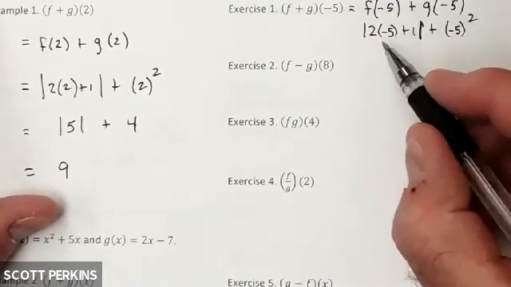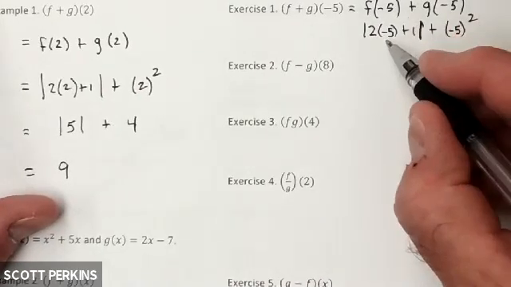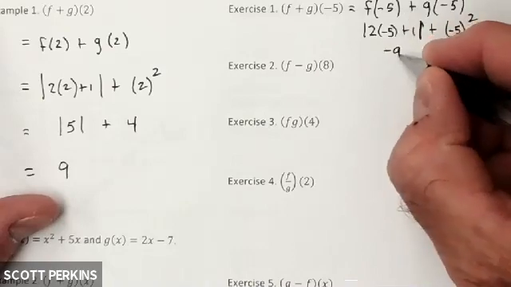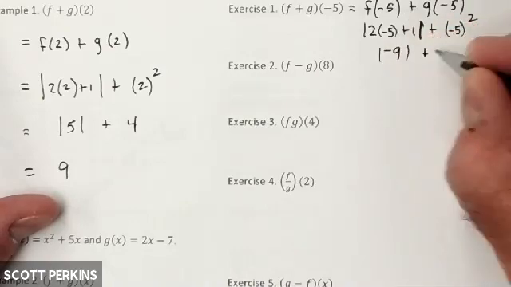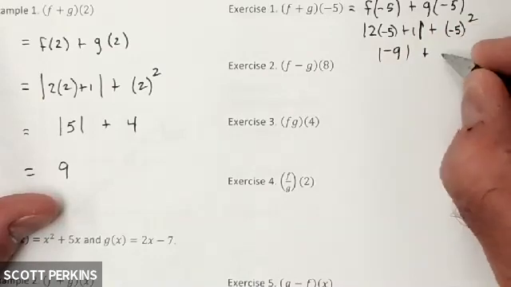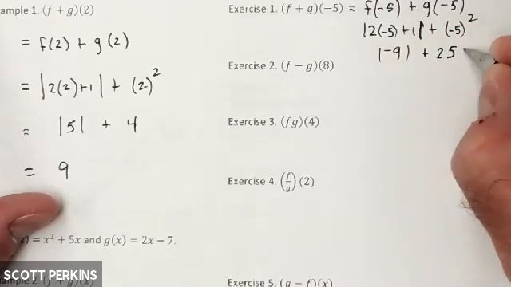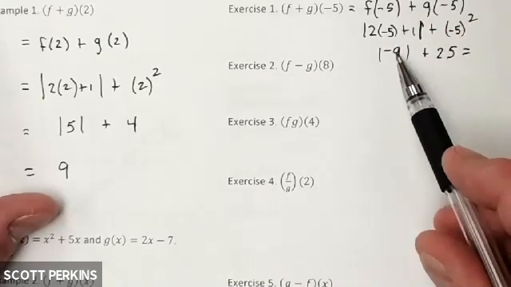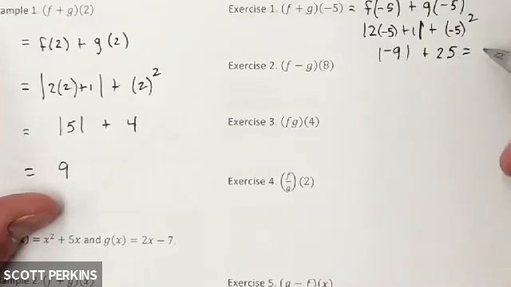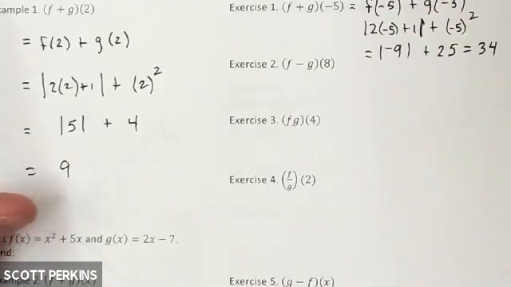So in the absolute value, 2 times -5 is -10, plus 1, that's -9 with an absolute value around it. -5 squared, -5 times -5 is +25. Absolute value of -9 is 9, plus 25 is 34. And that is my function value.